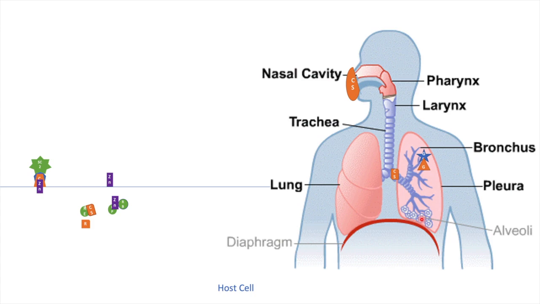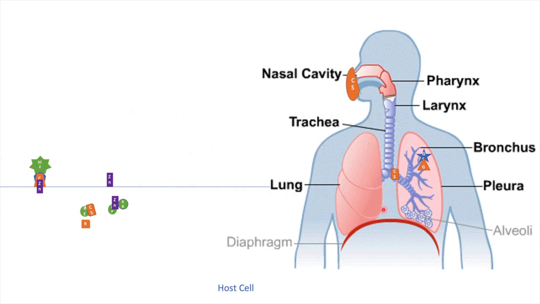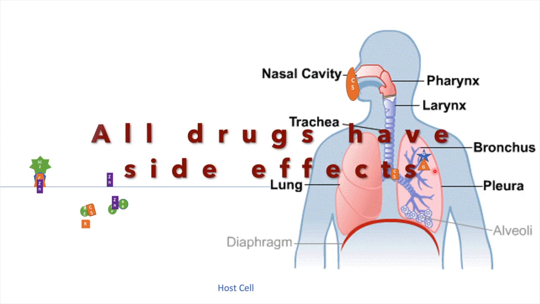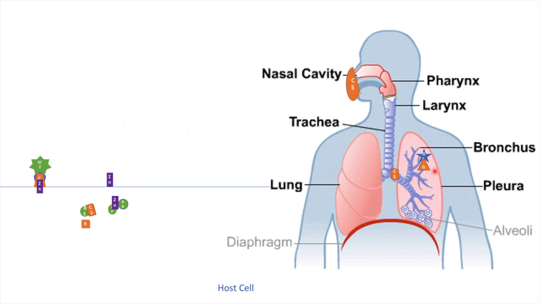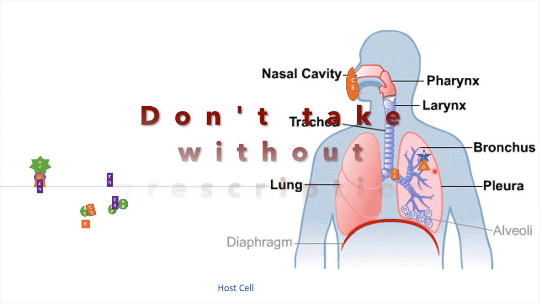As you can see, these drugs all have specific uses, so they could be used for different stages or severity of COVID-19 symptoms. Chloroquine, remdesivir, and Ciclesonide can be used for mild to moderate symptoms, while Gimsilumab might be used for severe symptoms. They all have side effects, some of which could be deadly or harmful, so don't take them without guidance from a doctor or healthcare professional.